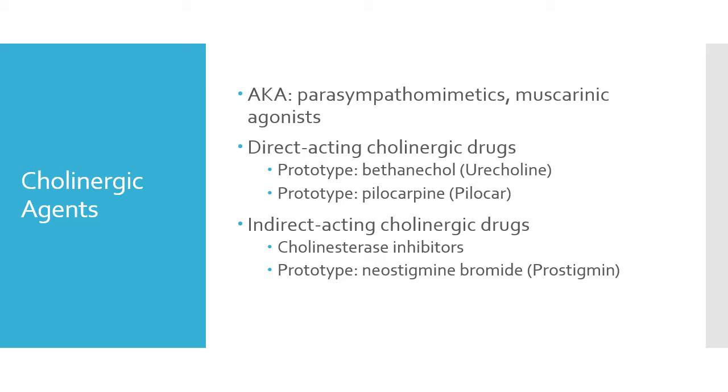So the main uses of the cholinergic drugs would be the following: to decrease intraocular pressure in glaucoma, to treat atony or to increase the tone, rather, of the gastrointestinal tract as well as the urinary bladder, more so really for use in the urinary bladder, and to diagnose and treat myasthenia gravis.